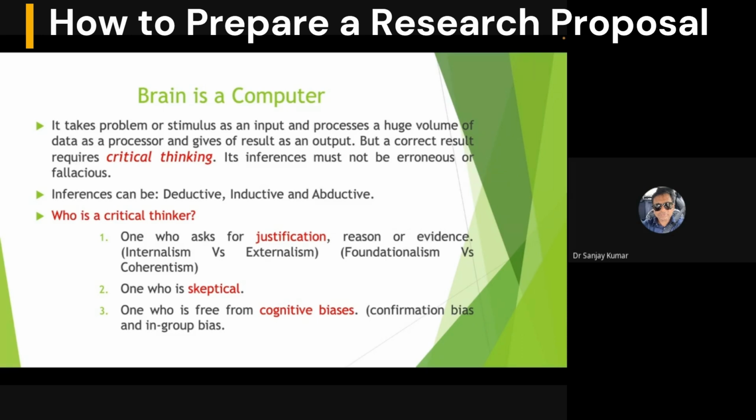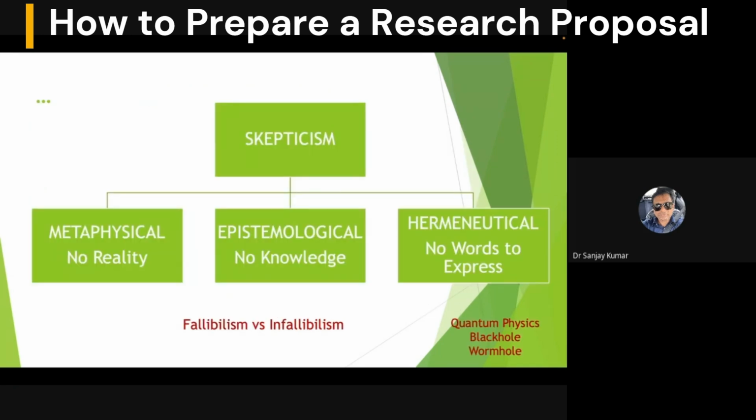In-group bias, for example, is when you say that some philosopher is an X kind of philosopher. If you believe that, then you might not notice something which goes against your argument. So you must be open-minded, and you must not carry any cognitive bias when you are doing research work. And as I said, you must always be skeptical. This skepticism can radiate into metaphysics, epistemology, hermeneutics, and everything you do.